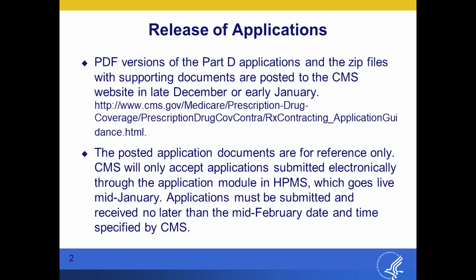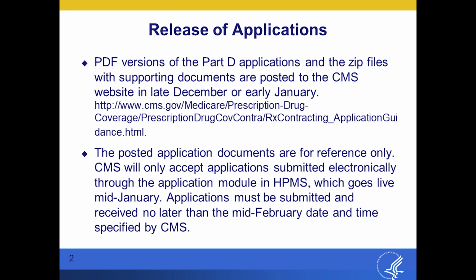The second zip file, labeled Templates for 2021 Application or something similar, includes the templates to be completed and uploaded into HPMS, including contract crosswalks, etc. These materials are also available in the Application section of HPMS. The third zip file, the 2021 Beneficiary Count, contains information on the number of beneficiaries in each zip code and county.